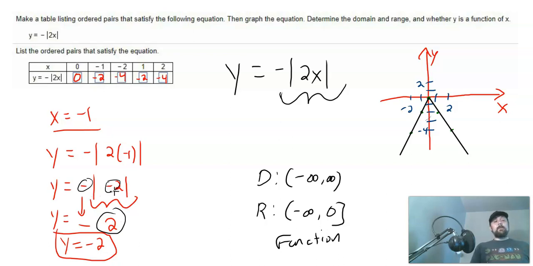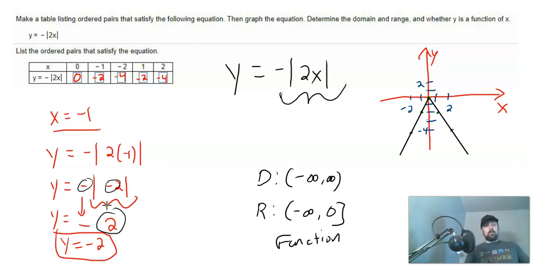So when you take the absolute value of negative 2, you get positive 2. And then you take the negative of that. So the answer ends up being negative every time. So the answer is -2 here, -4 here, -2 again, -4 again. So that's why the answer comes out negative.